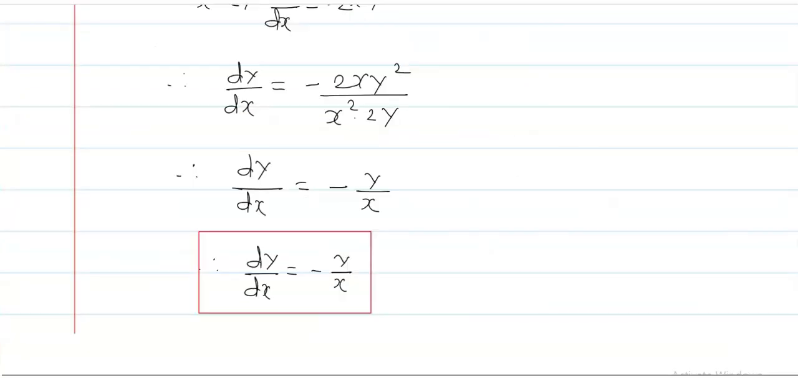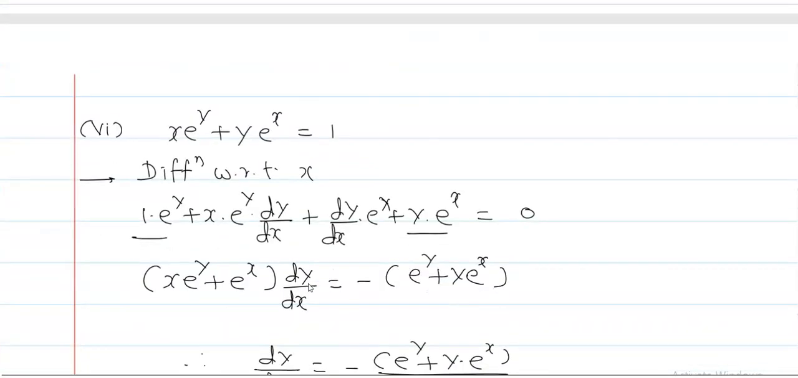Now see this here. This is the 6th one. Differentiate with respect to x. Derivative of x is 1 into e raised to y, plus x into derivative of e raised to y, which is e raised to y into dy by dx, plus y into e raised to x. Derivative of y is dy by dx, and this is e raised to x, plus y into derivative of e raised to x, is equal to 0. Now collect the terms of this dy by dx.